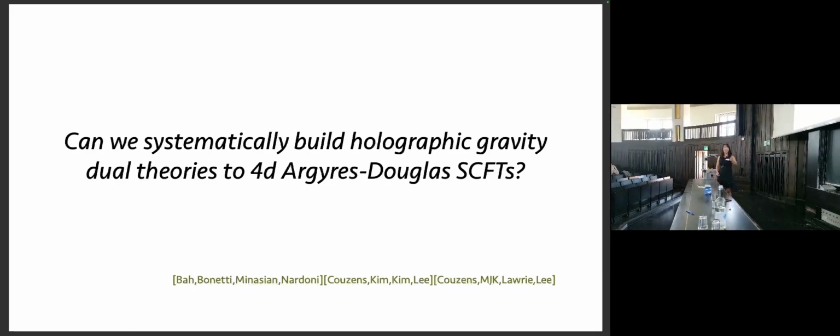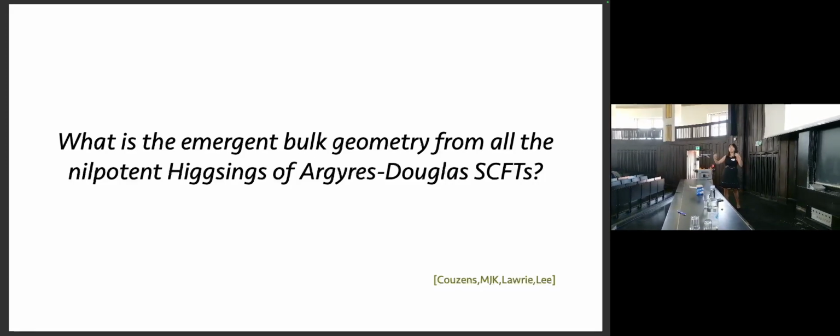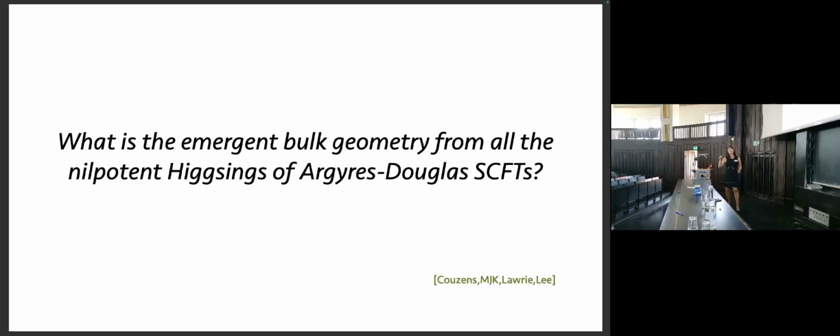And for the explicit Argyres-Douglas theories, we can even go a step beyond and try to understand the emergent bulk gravity geometry from all the possible nilpotent Higgsings of these Argyres-Douglas superconformal field theories, so that each individual Higgsed theory will have its own holographic dual solution. And how this is going to arise from the flux condition, to understand such allowed nilpotent Higgsings from the gravity context, is the type of answer that we're going to have to give to this question by the end of the talk.